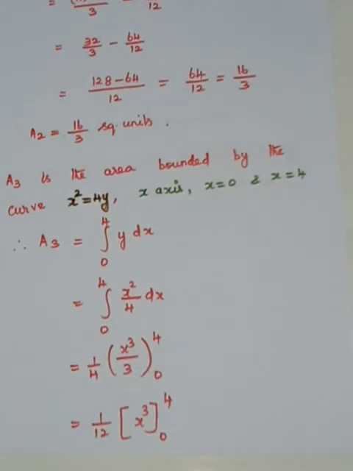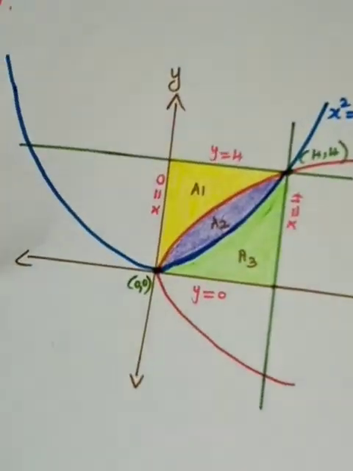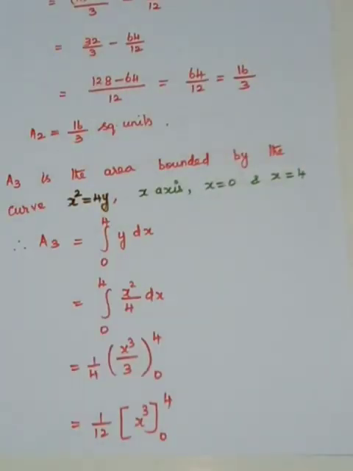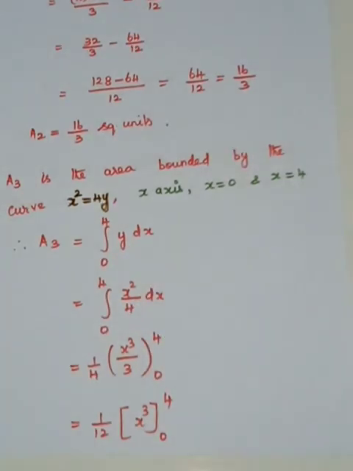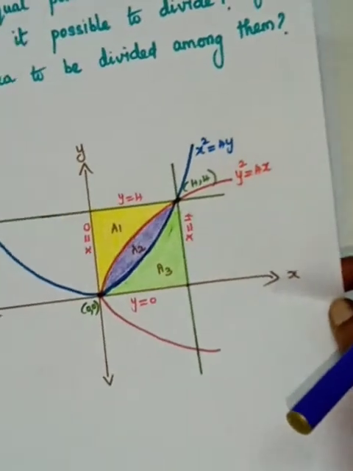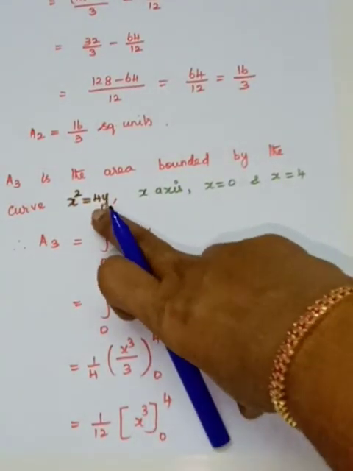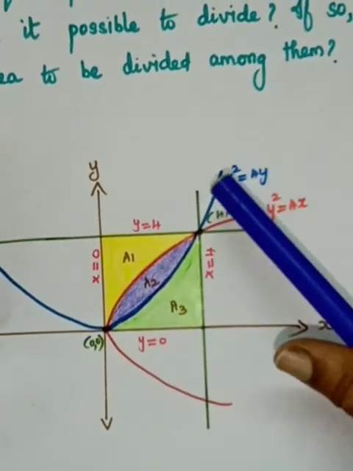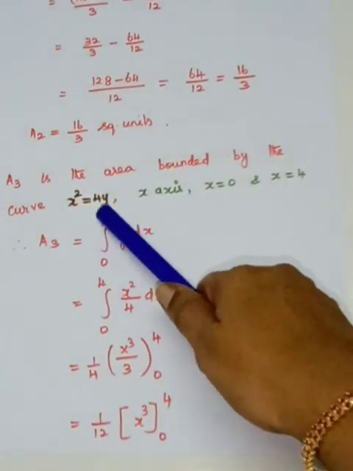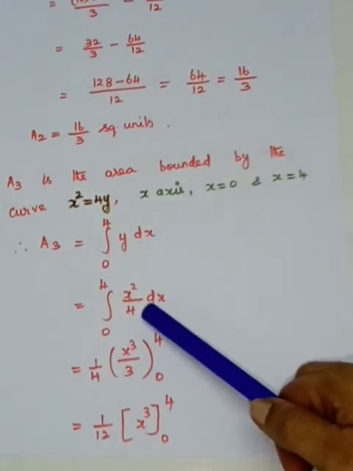So here how many curves are involved? Only the blue color curve is involved in A3. So only one curve. So you have chosen the x-axis. So the formula is y dx. This area A3 lies above the x-axis, so therefore I have written y is positive. This y has to be taken from the blue color curve. The blue color curve equation is x squared is equal to 4y. So from that you have to take y. x squared is equal to 4y. What is y? x squared by 4. So in the place of y you have substituted x squared by 4.